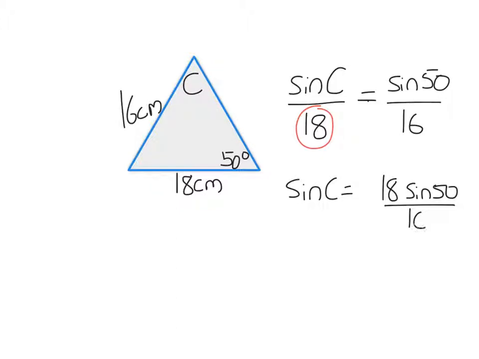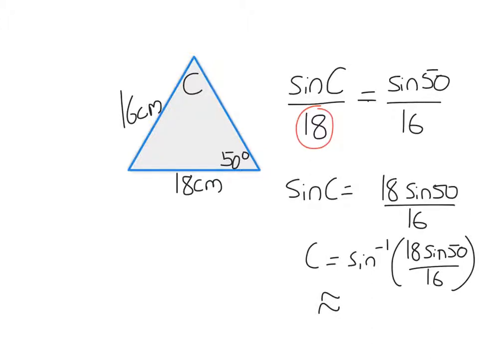Now to get C by itself, I take the sine inverse of both sides. So this will be the sine inverse of 18 sine 50 over 16. Make sure everything is contained within the brackets. If you try to take the sine inverse of something more than one, your calculator will return an error. Putting this on my calculator, making sure it's in degrees mode, I get 59.5 degrees. So C is 59.5 degrees.